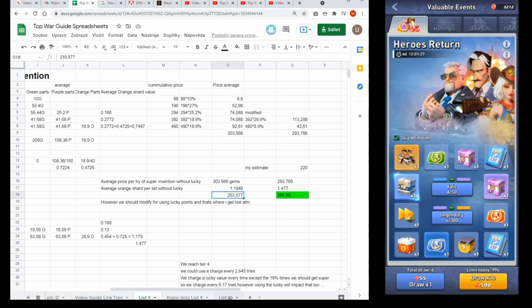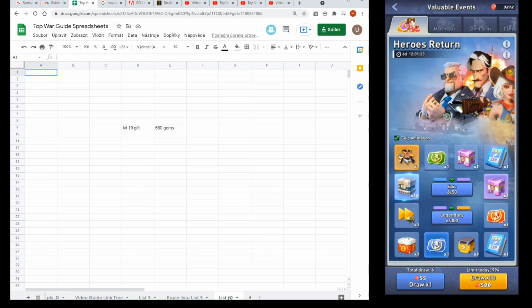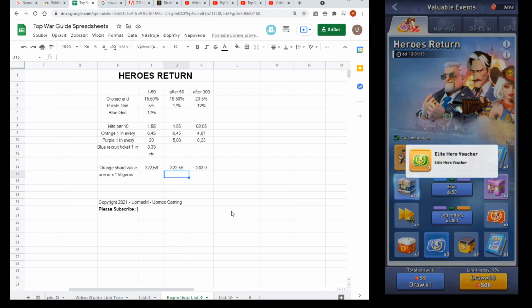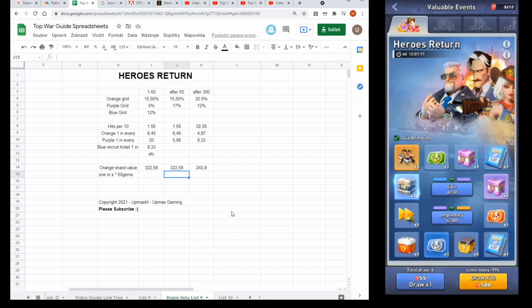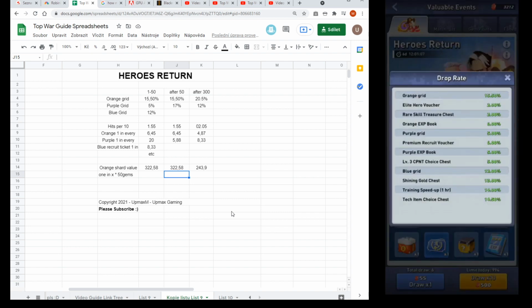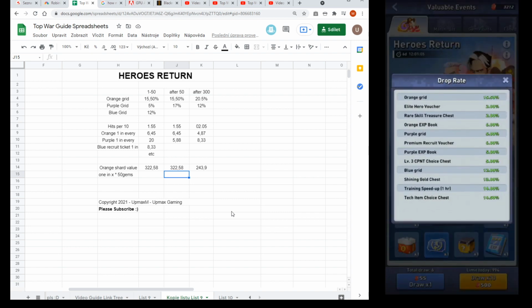Even though I do not like Super Invention, it is still better for Hero Shards than Hero's Return, which is sadly not what someone told me when I was starting the game, and I did spend a lot of gems on Hero's Return myself. However, you also have to count that you do get some extra Elite Hero shards, vouchers, and some extra Premium Recruit vouchers. The recruit vouchers are worth like 6% of 75 gems. The item hero vouchers are worth like 4 gems.